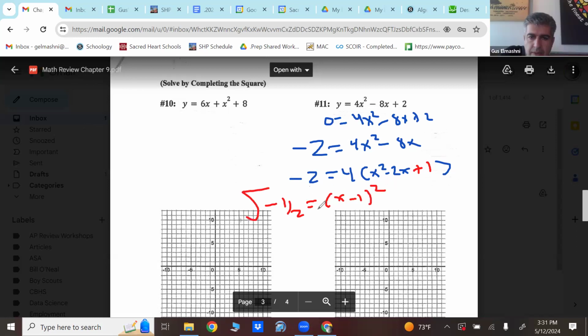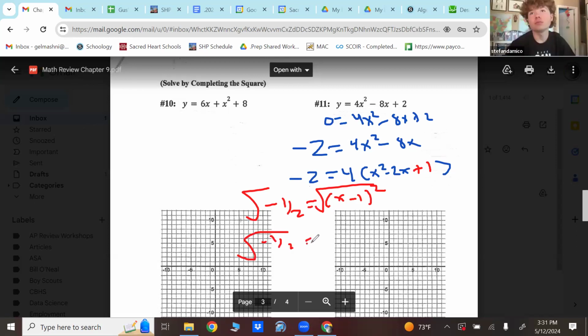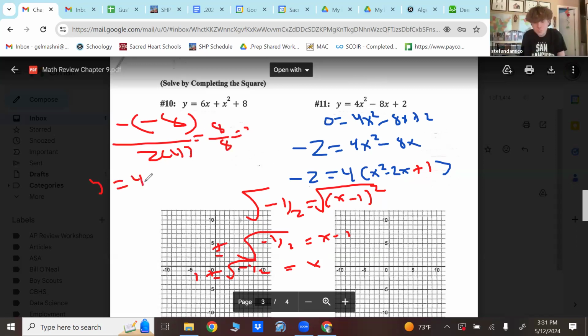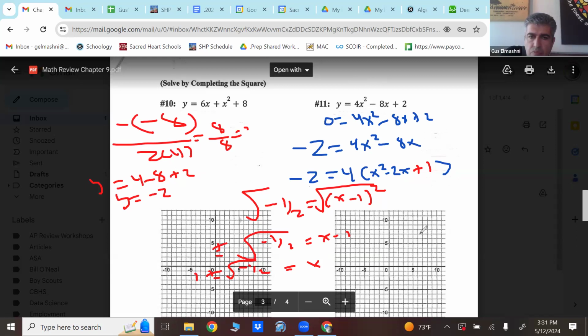And square root both sides. Now it's going to be an imaginary number. I'm not sure if you guys have done that, but it's not real. You're square rooting a negative number, so this won't have any x-intercepts. In fact, if you were to find the vertex of this, it'd be -8/8, which is 1, with -2.